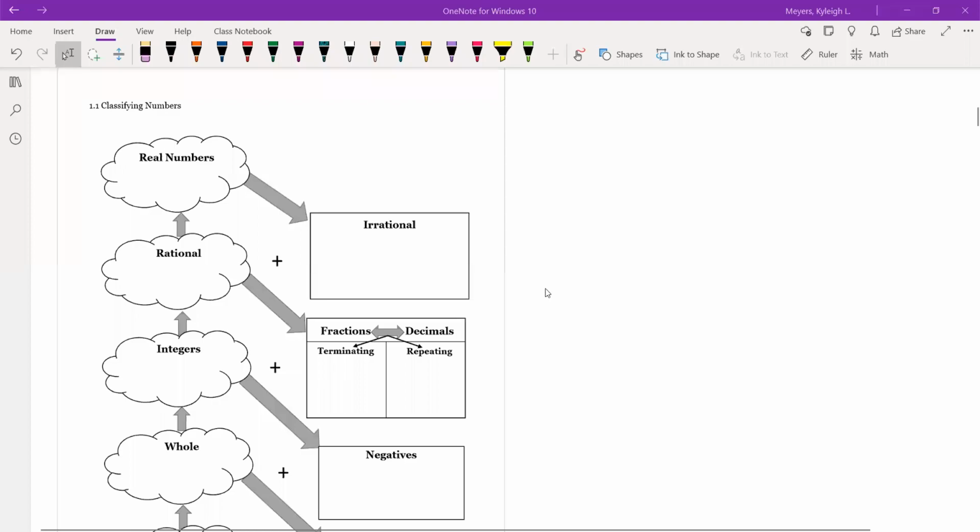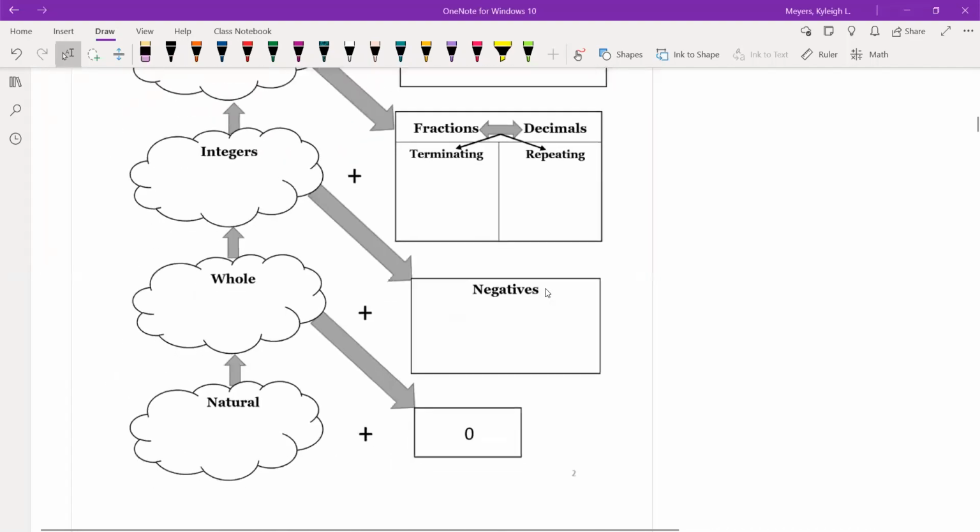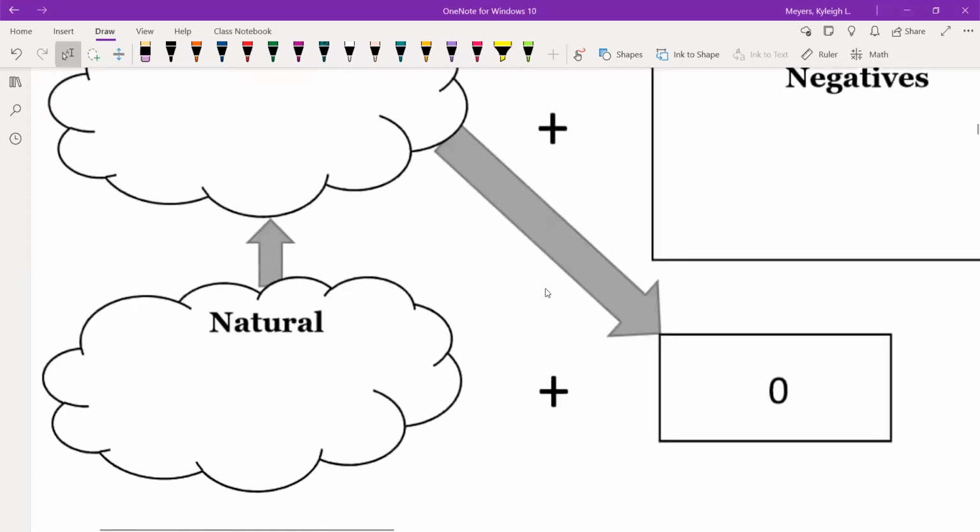All right, so we're going to start by classifying numbers. In the beginning, we have a lot of writing. And then once we get into it, we'll do a lot of looking back at this sheet and comparing it to the previous one.